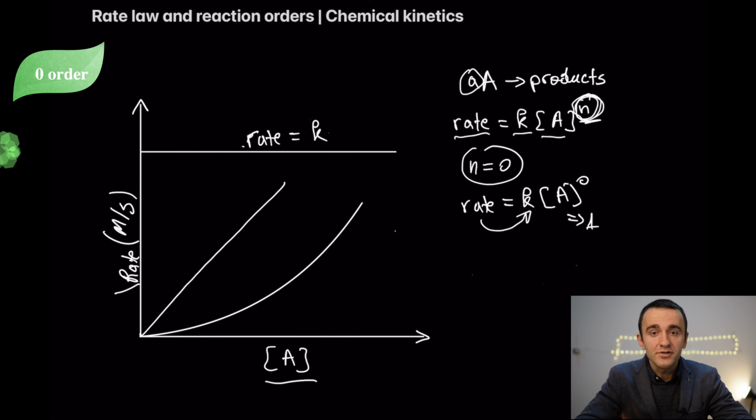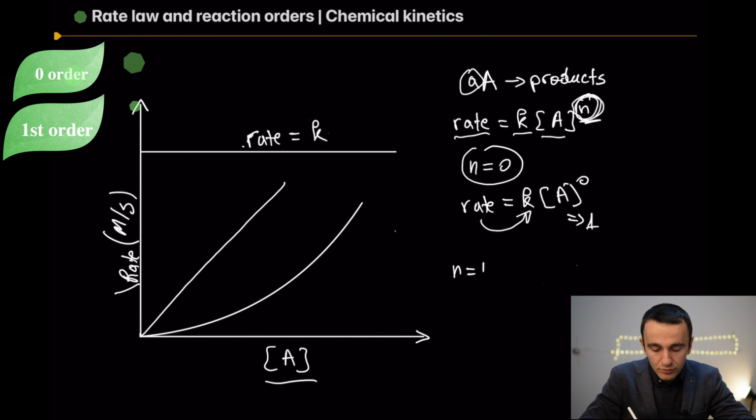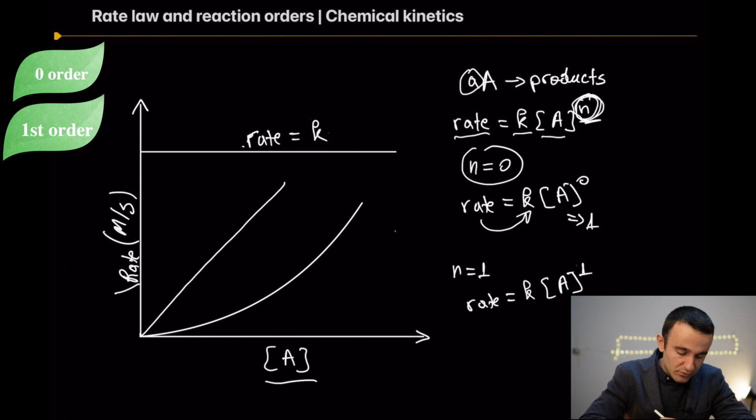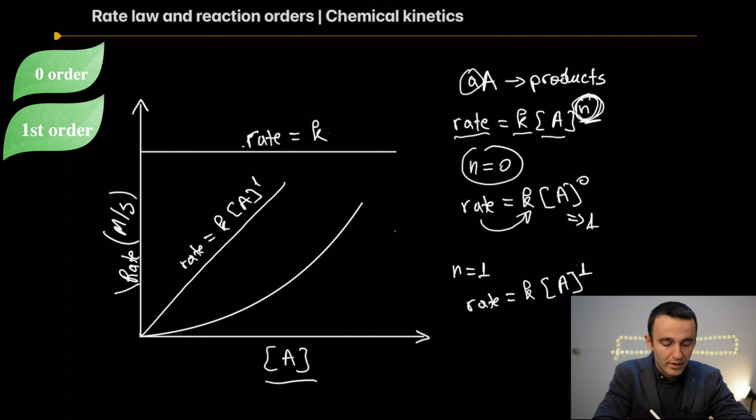Let's move now to the first order reaction, so n equal to 1. The rate is going to be k multiplied by the concentration of A to the power 1. So it's going to be proportional to the concentration of the reactant, so it's going to be linear. It's going to be this one. Rate is going to be k multiplied by the concentration of A to the power 1.